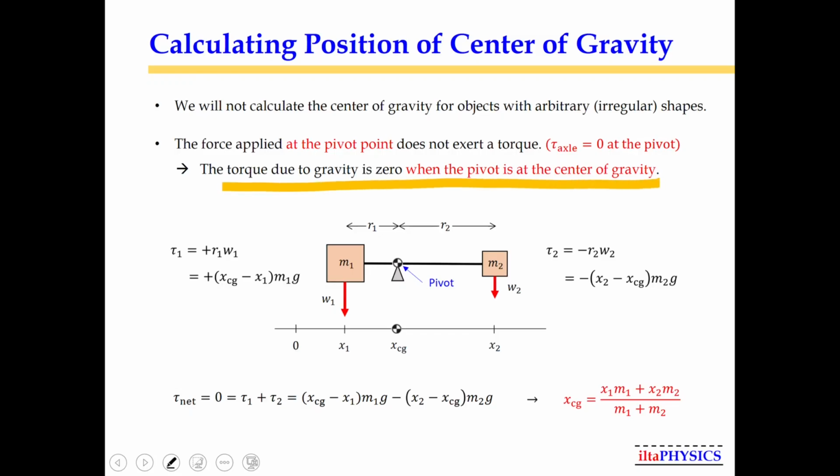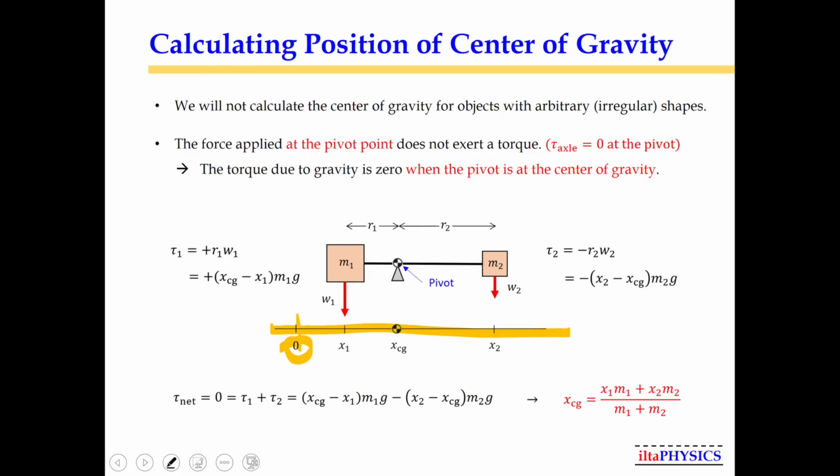Let's use this fact to calculate the center of gravity. Consider an object, like the one in the diagram below, where two different masses are connected by a thin rod. Let's call it an unbalanced dumbbell. To calculate the center of gravity, we first set up an arbitrary coordinate system to define the positions of each mass and the center of gravity.